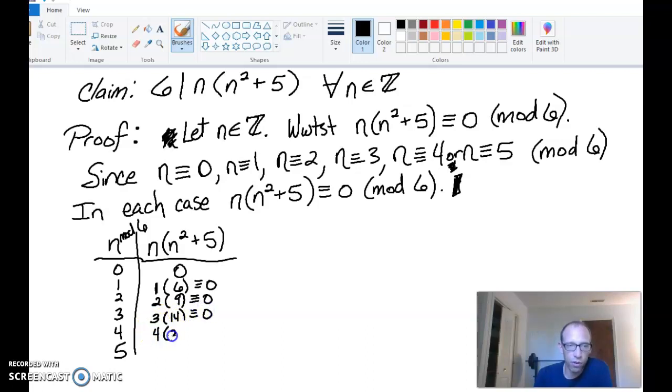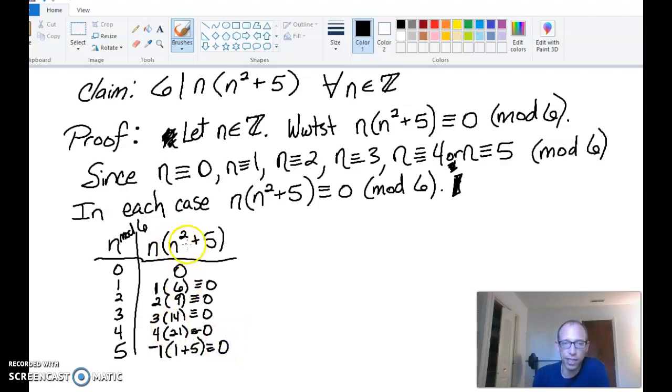If n is 4, we have 84, which is equivalent to 0. And if n is 5, instead of writing 5, it's nice to think about the wraparound opportunity here. So if n actually equals 5, I could just rewrite it as -1. Same thing here, it's much more helpful. -1 squared equals 1. So we have 1 plus 5, which is 6.